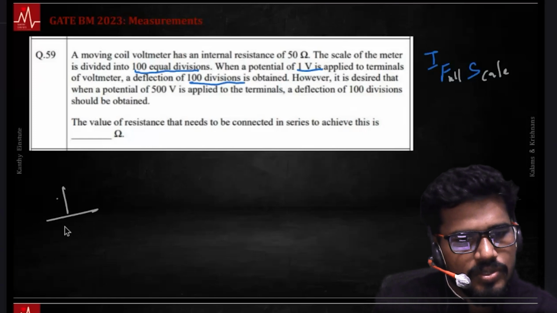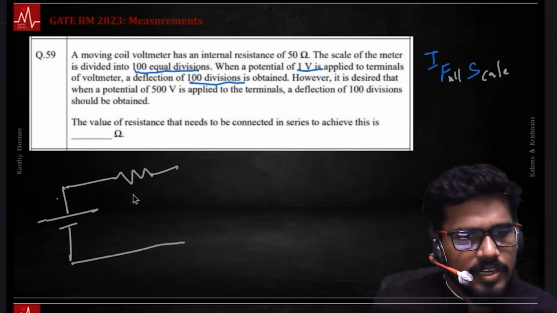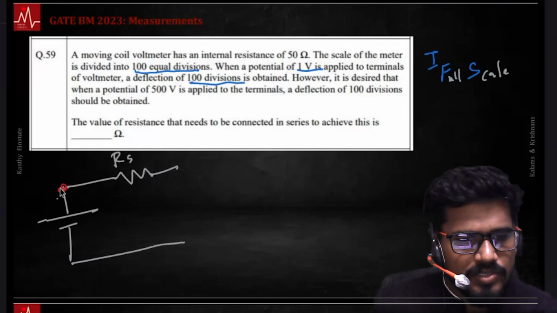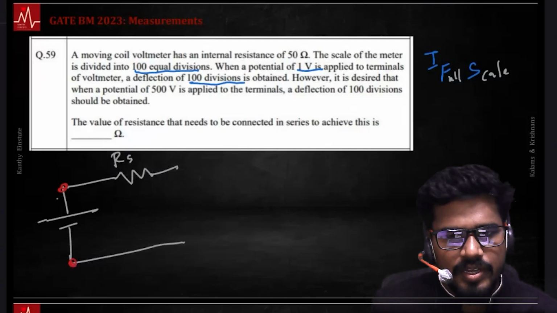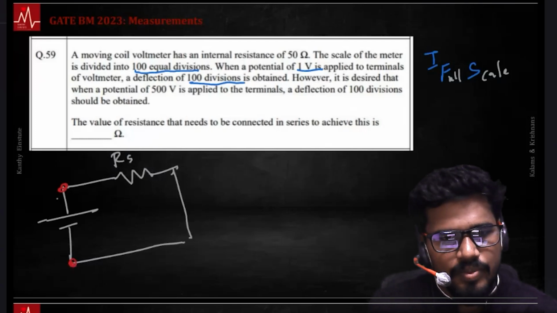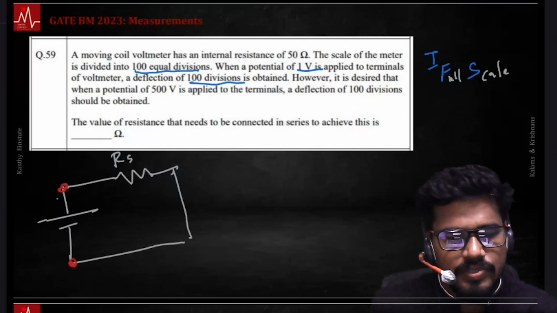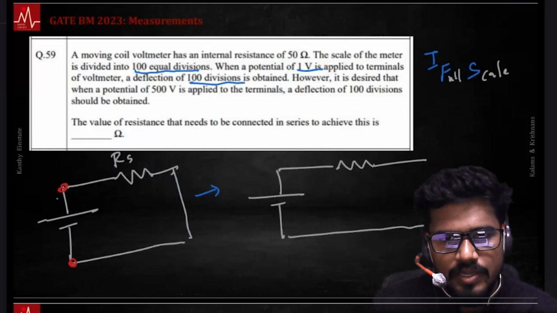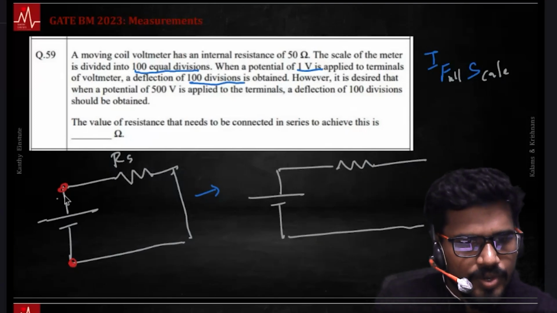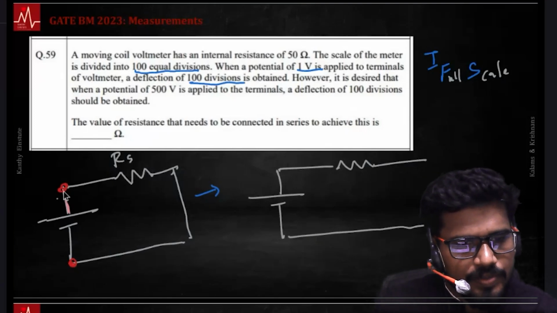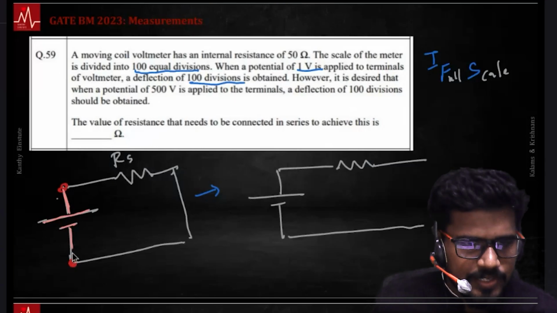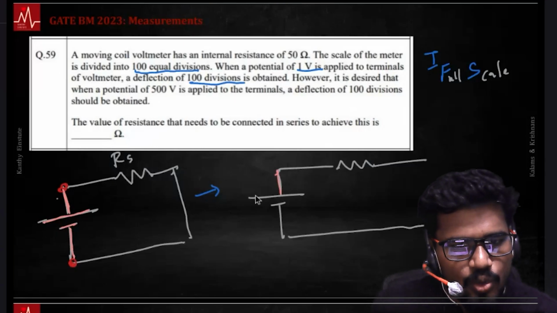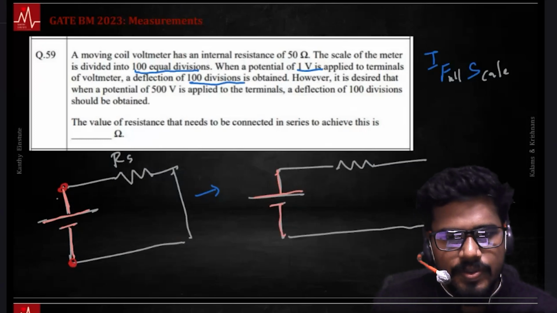So this is the circuit. This is the internal resistance, RS, and this is where you're measuring across. Now you are changing this circuit to this one. What I'm going to measure is outside of the voltmeter circuit. What is in gray is the thing I'm measuring, and whatever is on this side is the circuit.